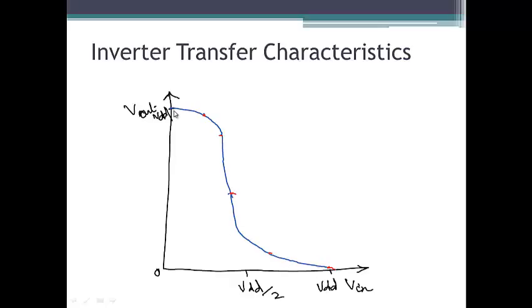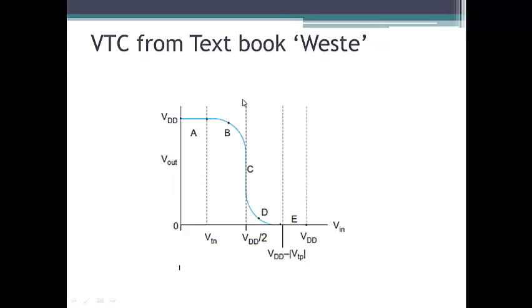Okay, so it will remain high for some time and then the output will fall down, and there is a crossover, and when the input is high, the output will again be low or 0. So now this is the actual curve, a typical ideal curve.